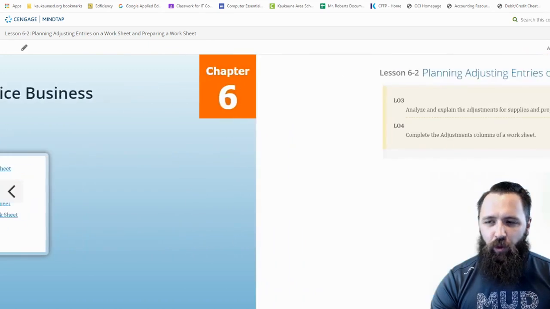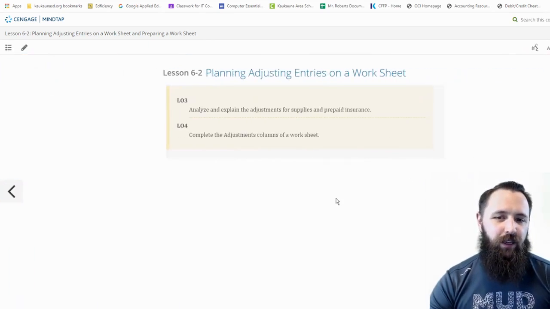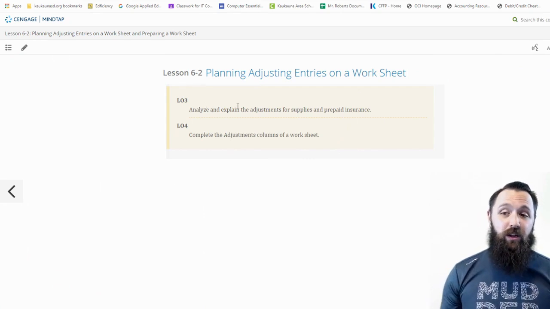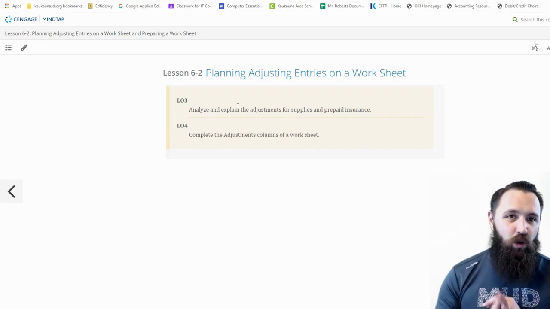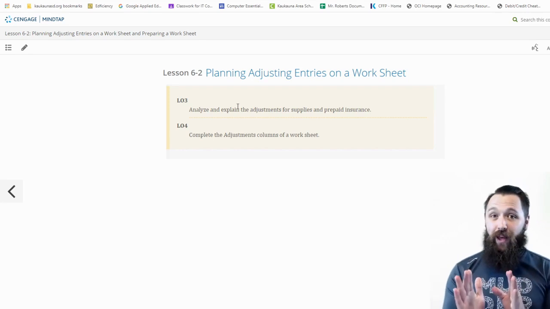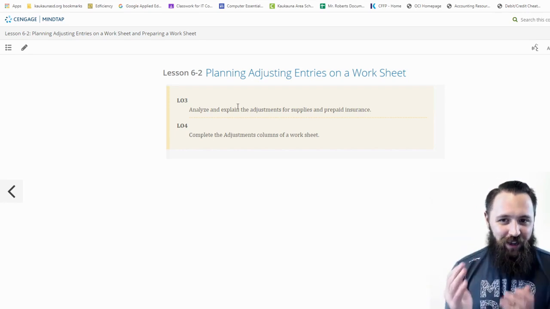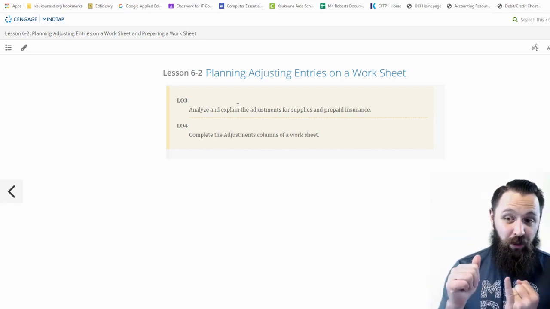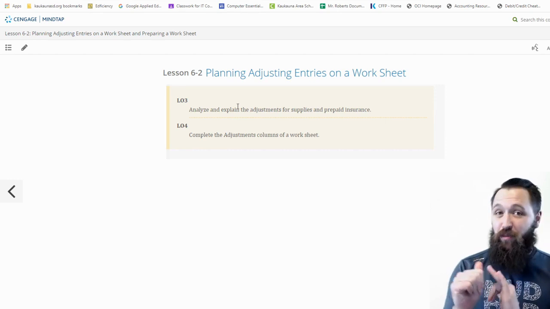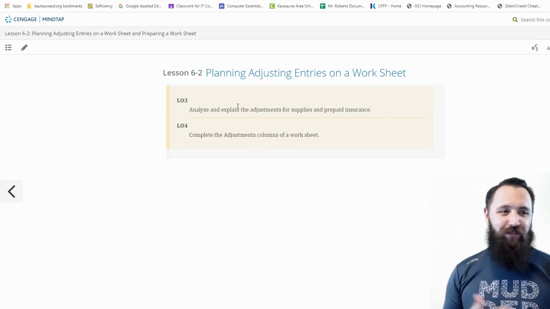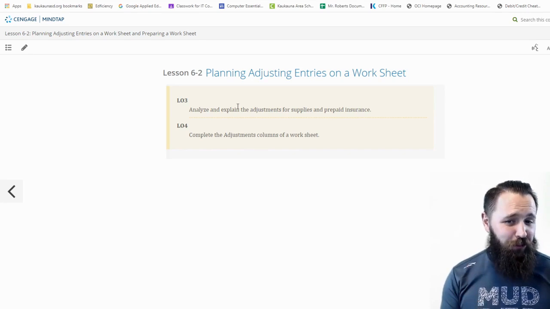And what I want to say off the get-go is that you can see in this learning objective we're analyzing and explaining adjustments for supplies and prepaid insurance. Just remember that. Today, we're going to talk about adjustments, but it's only for supplies and it's only for prepaid insurance. Just keep that in mind. We're not adjusting every account that we have, just these two.